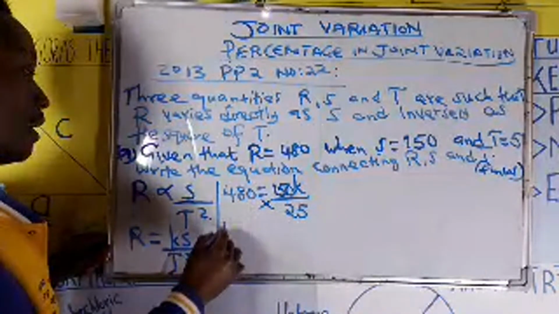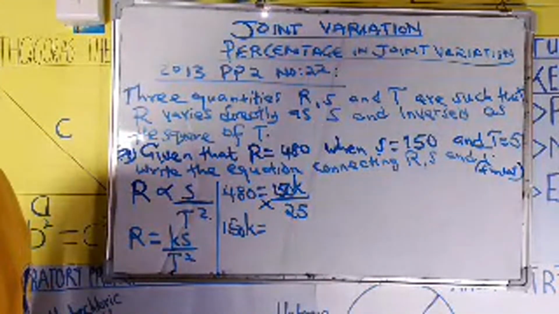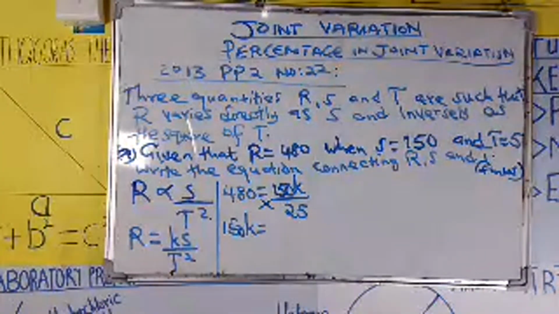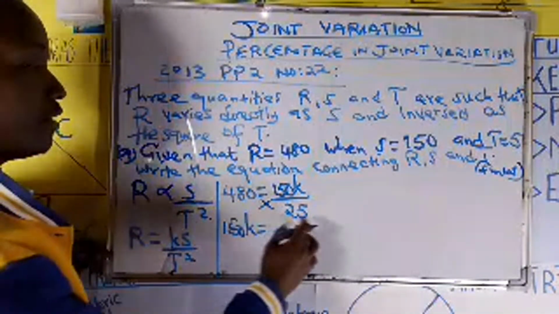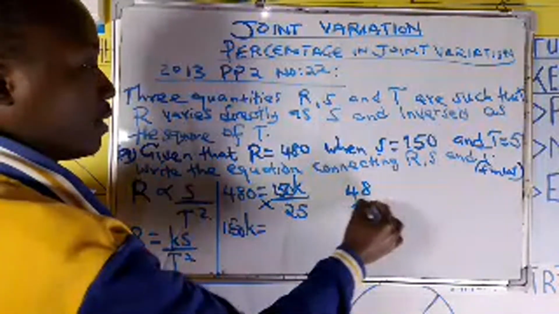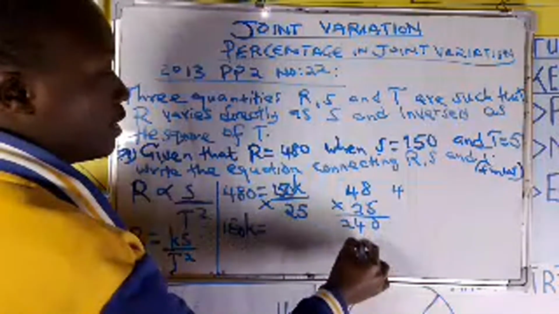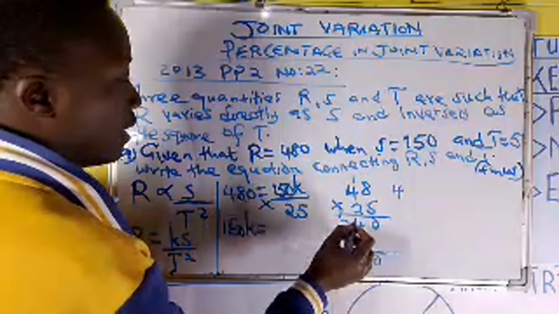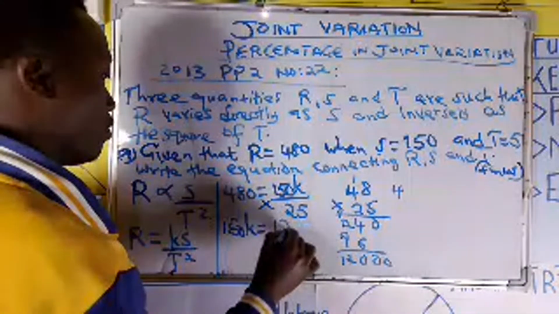So once we cross multiply, 150K will be equal to 480 times 25. So 48 times 25 quickly. It will be equal to 12,000.